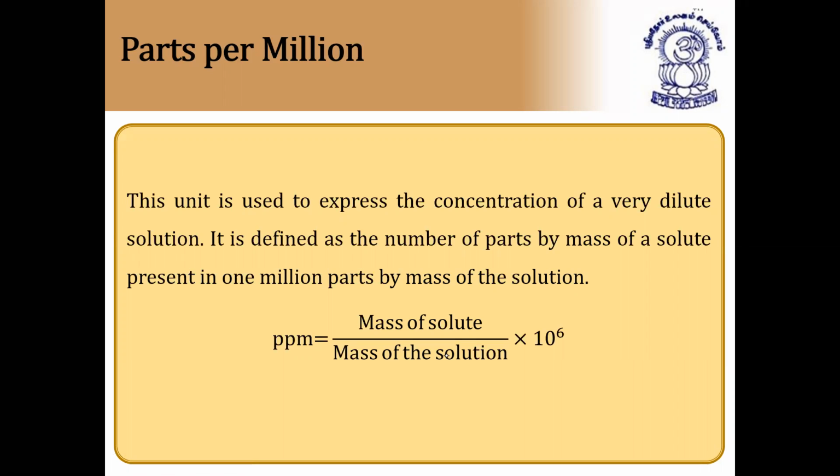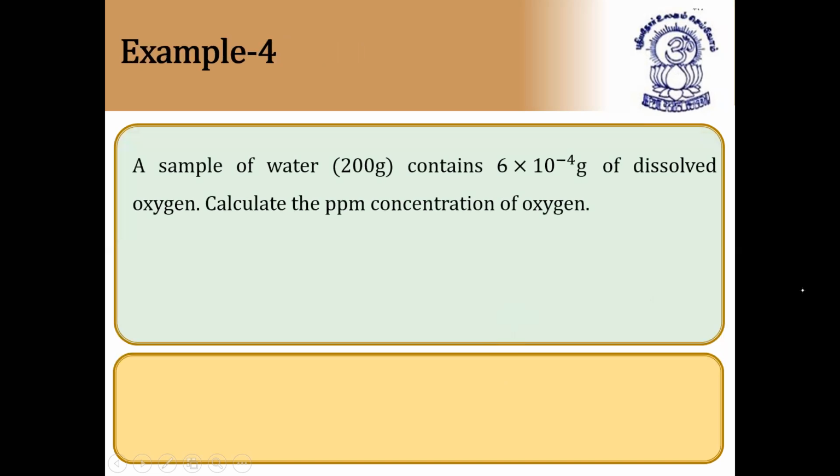As I told you, ppm is the number of parts by mass of solute present in 1 million parts by mass of the solution. So ppm is equal to mass of solute by mass of the total solution into 10 to the power 6. That is called ppm. Now let us see one problem based on parts per million.